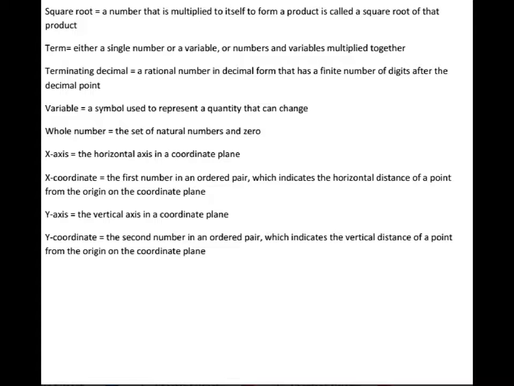X-axis, the horizontal axis in a coordinate plane. X-coordinate, the first number in an ordered pair, which indicates the horizontal distance of a point from the origin on a coordinate plane. Y-axis, the vertical axis in a coordinate plane. Y-coordinate, the second number in an ordered pair, which indicates the vertical distance of a point from the origin on the coordinate plane.